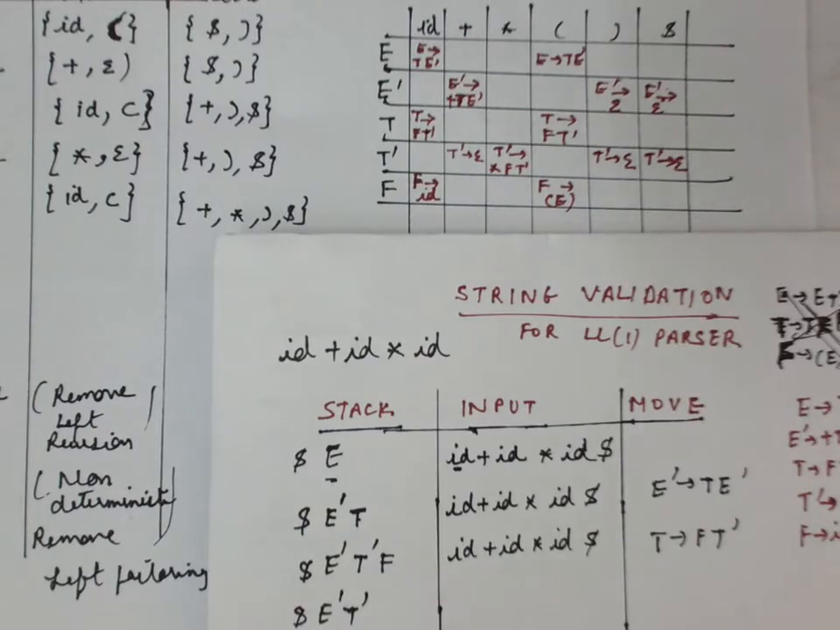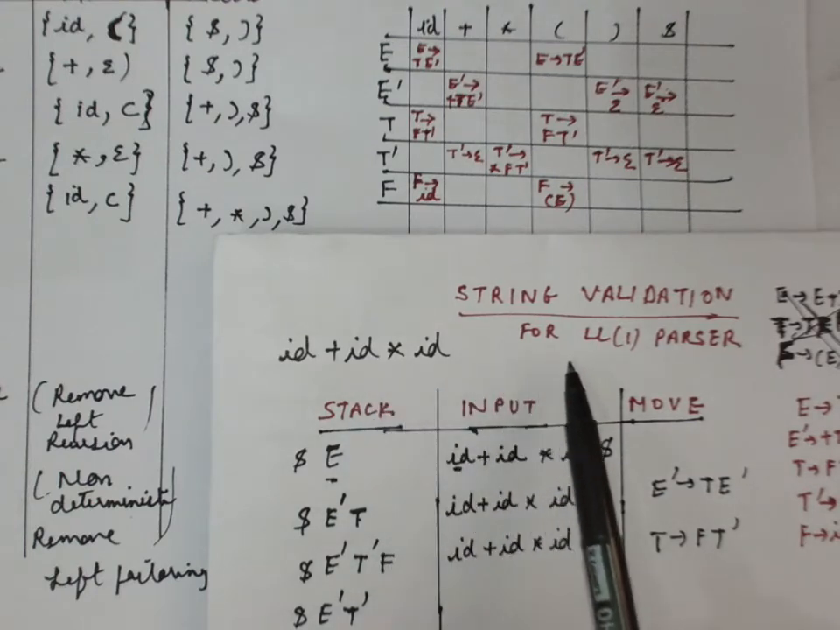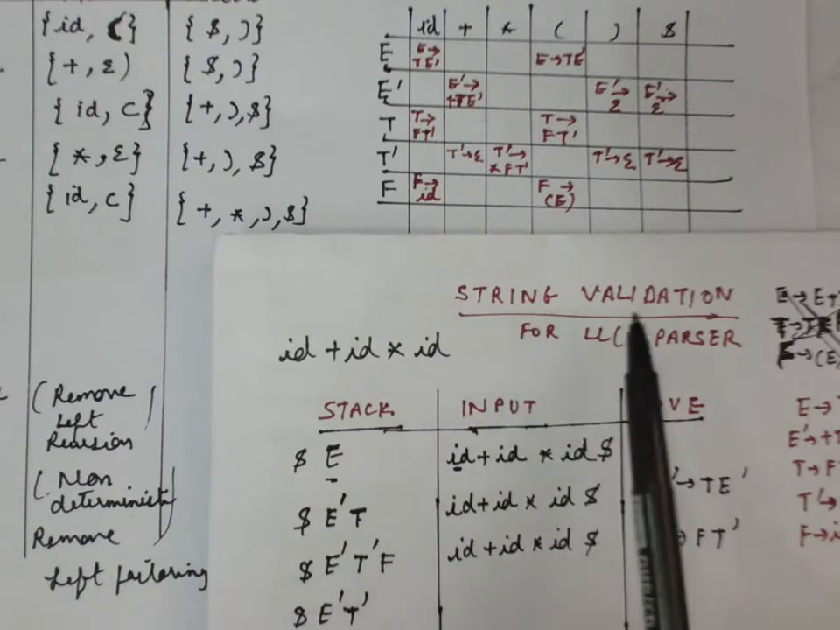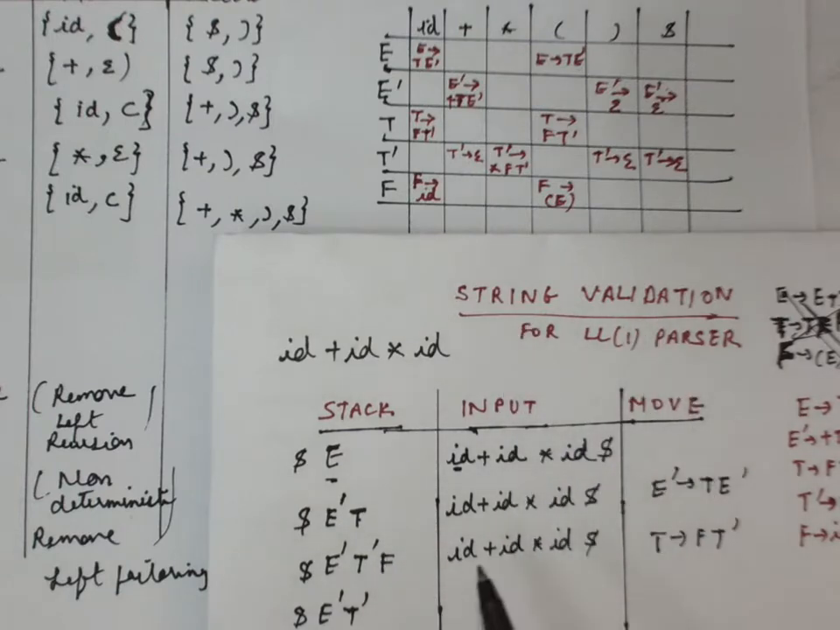Okay, so what we need to do now: we are given an input string, and we have to validate that this particular string belongs to the grammar using an LL1 parser. So this is our string validation for the LL1 parser. For this, we are given the grammar here. This is the grammar that is given.